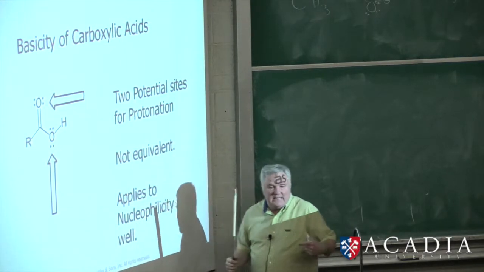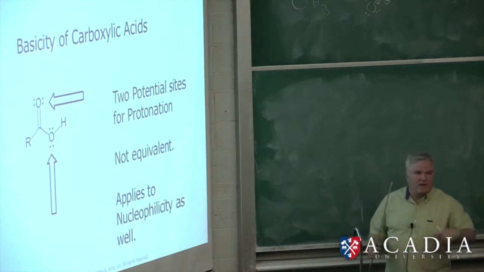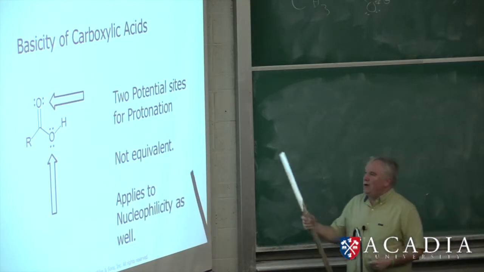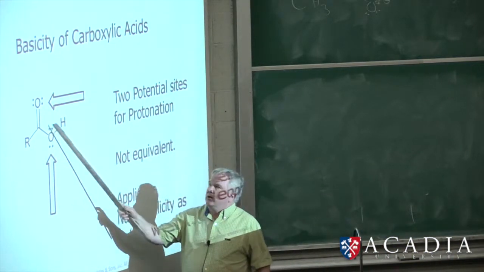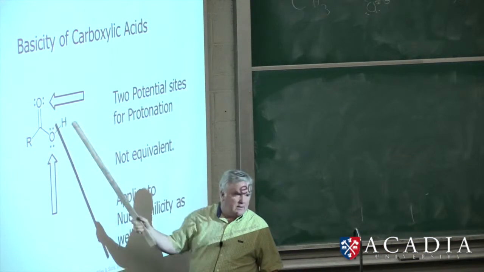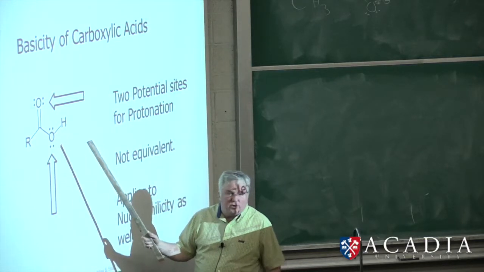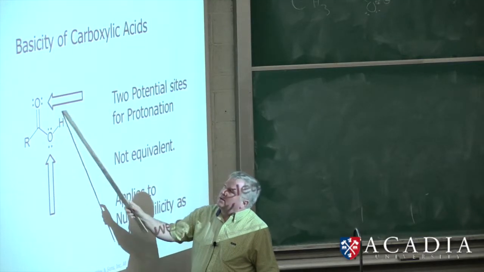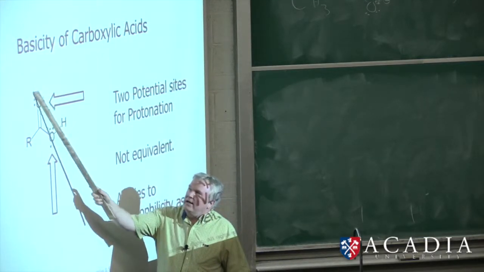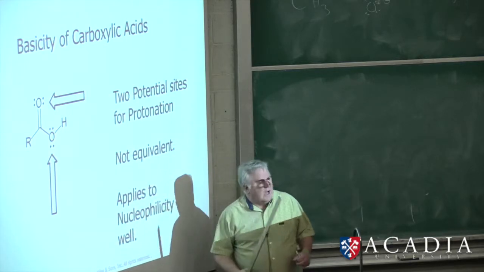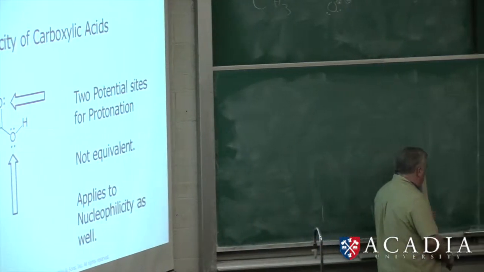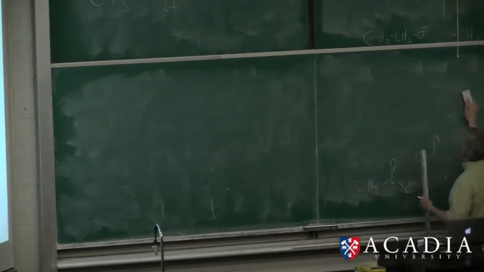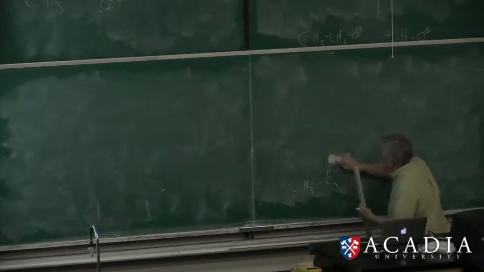And all a base needs is to have a pair of electrons available to pull off a proton and form that bond. So we actually have two sites that could be basic, and actually they could be nucleophilic, right? They're different sites. One is kind of like an alcohol, and the other is a carbonyl oxygen. Which one of these would be more basic? Which one of these is the proton likely to go to? So if we have two choices.